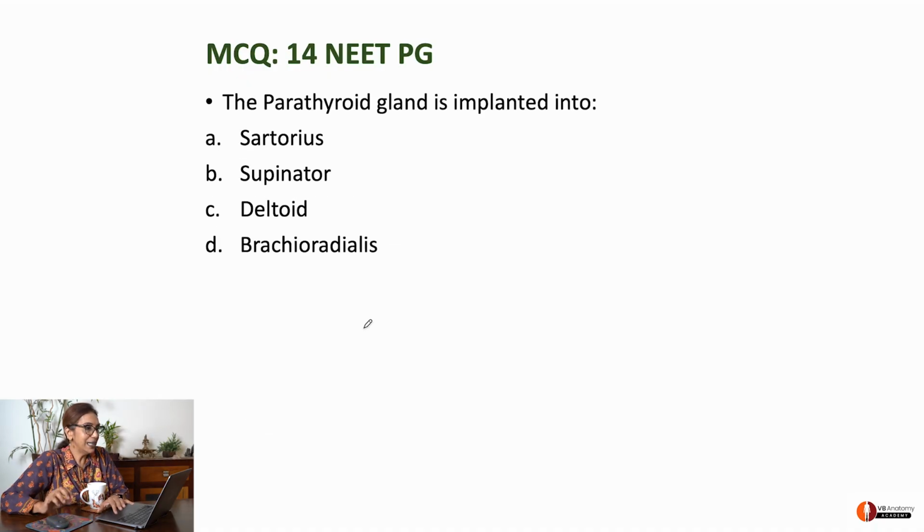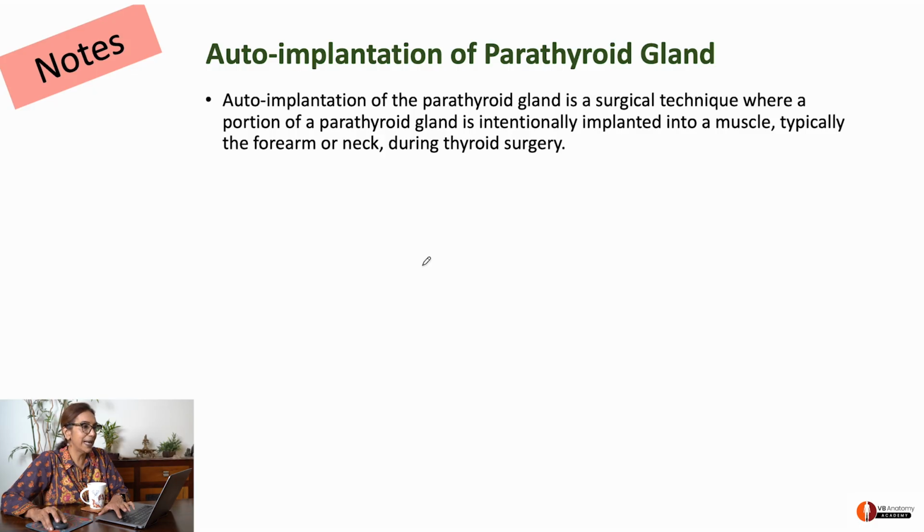MCQ 14, again a NEET PG MCQ. Parathyroid gland is implanted into sartorius, supinator, deltoid, brachioradialis. Now this you can only answer if you know about it. Question here is, why do you want to implant parathyroid? Where is it most commonly implanted? Answer is D. Yes. Let's briefly discuss why we have to implant parathyroid glands.